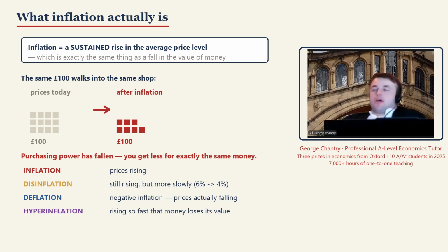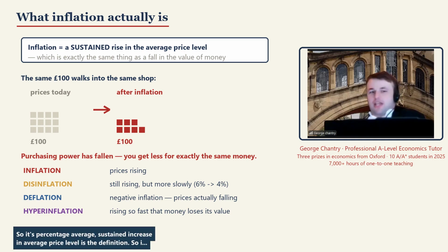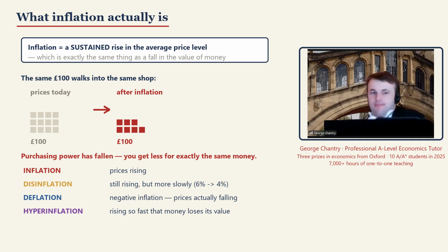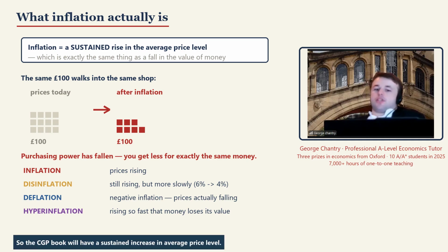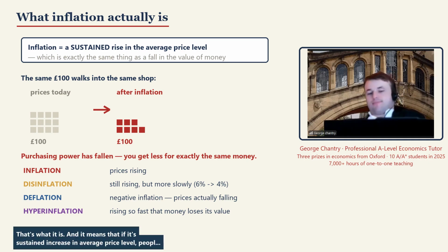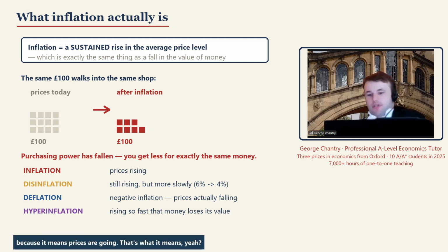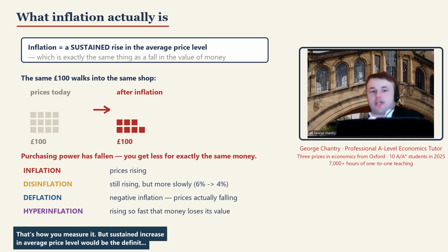That's right. The definition is a percentage average sustained increase in average price level. The CGP book will have a sustained increase in average price level. If it's a sustained increase in average price level, people are annoyed because it means prices are going up. And you're right, you have RPI and CPI, that's how you measure it, but a sustained increase in average price level would be the definition.